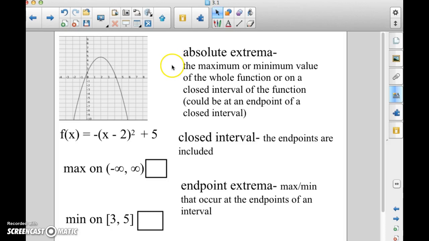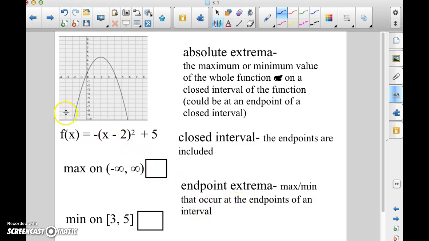The maximum or minimum value of the whole function on a closed interval. It could be at an endpoint of the closed interval. A closed interval is a new vocabulary word. It means the endpoints are included as possible high points or low points. Endpoint extrema are when the max or min occurs at the endpoints of an interval.